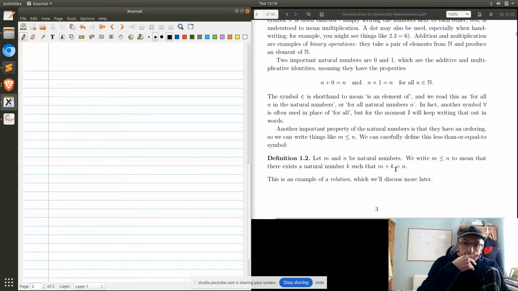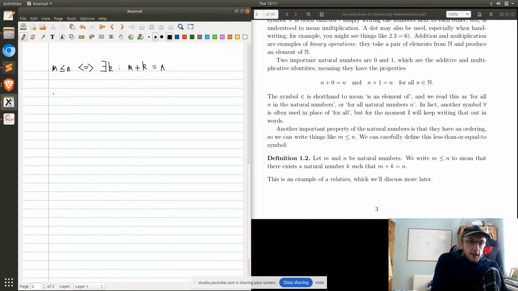And I like this. They've defined m is less than n in this way. So we can take that further and be super pedantic and use all the logical symbols. So m is less than or equal to n is exactly equivalent to, logically equivalent to, this claim that there exists a number k such that m plus k is equal to n.